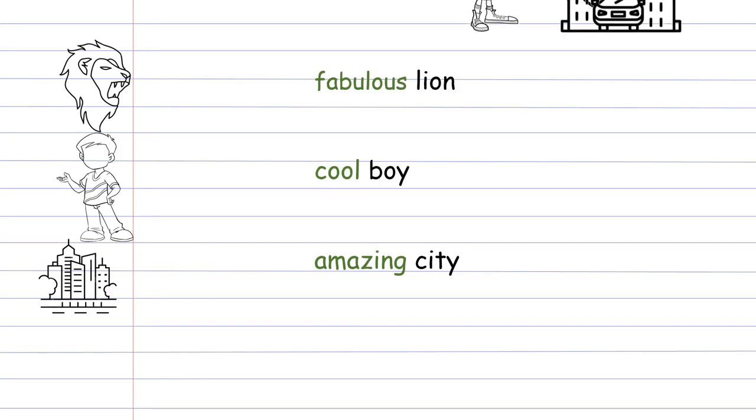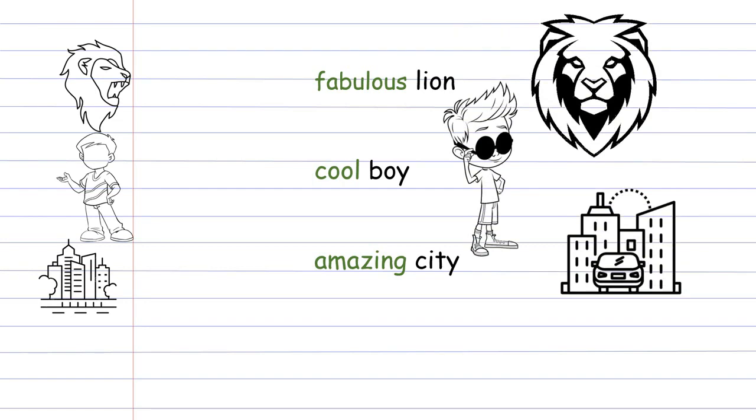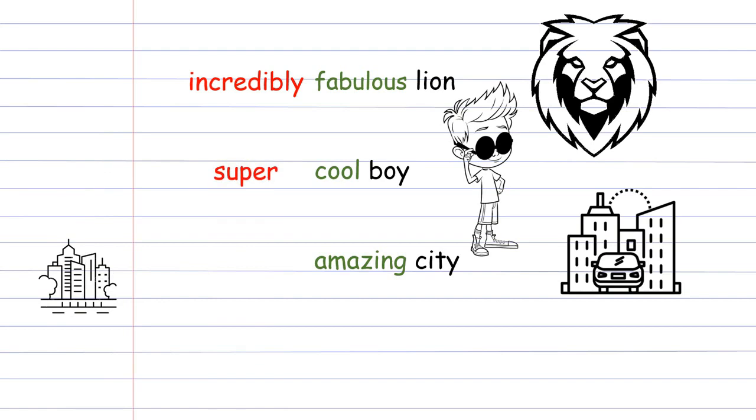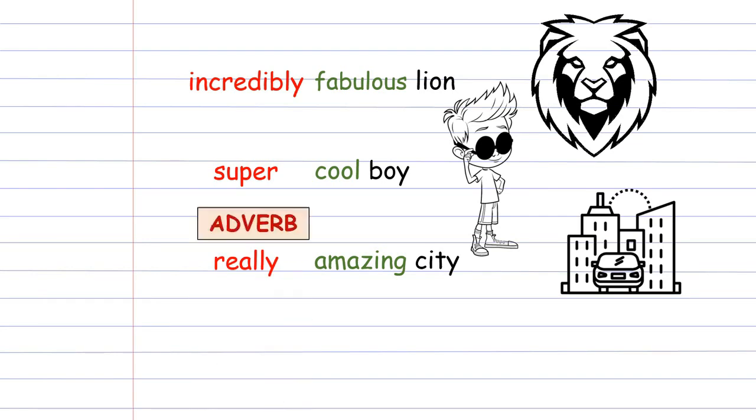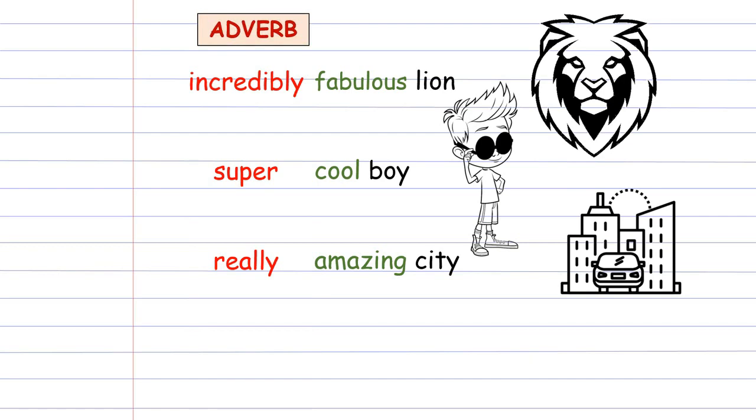And then they change again. Wow, spectacular, no? But now the adjective is not enough to express our idea. So we add a new word. And now the lion is not only fabulous, it is incredibly fabulous. The boy is not only cool, it is super cool. And the city is not only amazing, it is really amazing. This is the third element of the speech, the adverb, a word that modifies the adjective by emphasizing it.